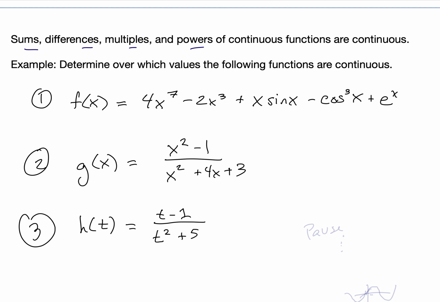That's our first function. Our second function is g of x equals x squared minus 1 divided by x to the 4th plus 4x plus 3. And our last function, h of t, is t minus 1 over t squared plus 5. So think about each of those and figure out for what values those functions are continuous. It could be for all x except certain values, it could be for all real numbers, and so on. So pause and try those out.